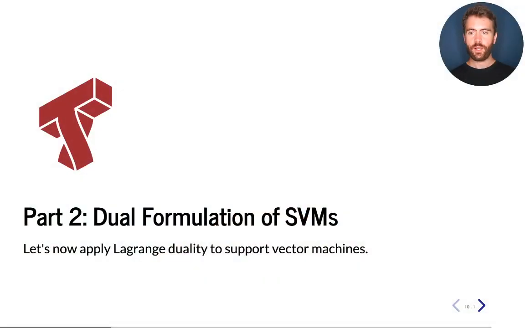Welcome back to Lecture 10 of Applied Machine Learning. We are now at part 2. In this part, I would like to use the Lagrange theory that we saw in the previous video and apply it to support vector machines.